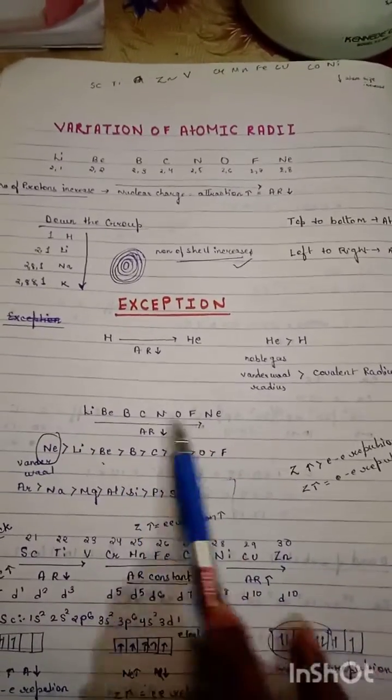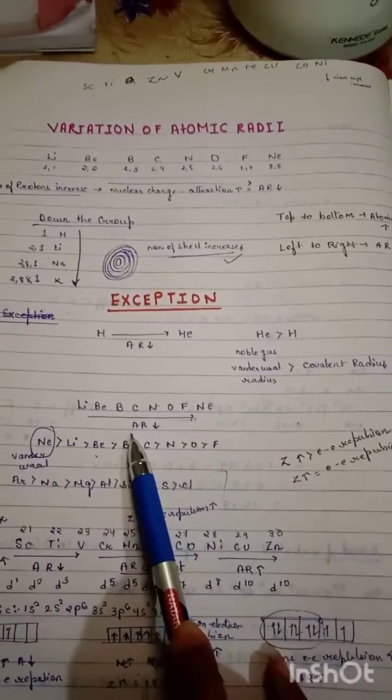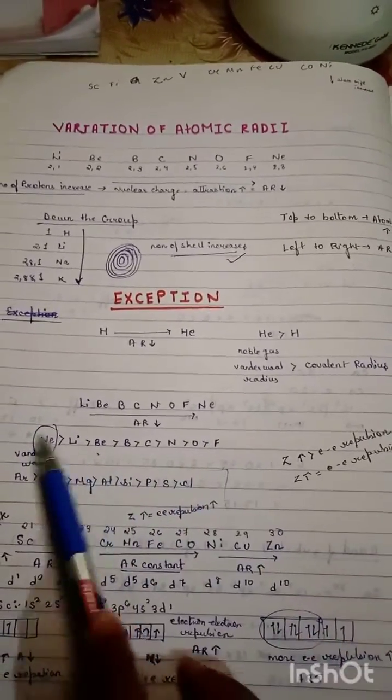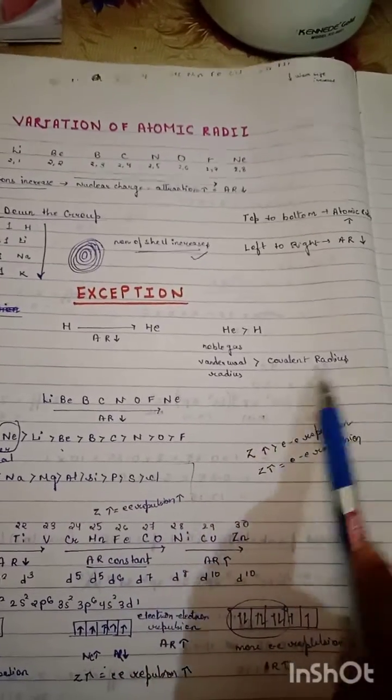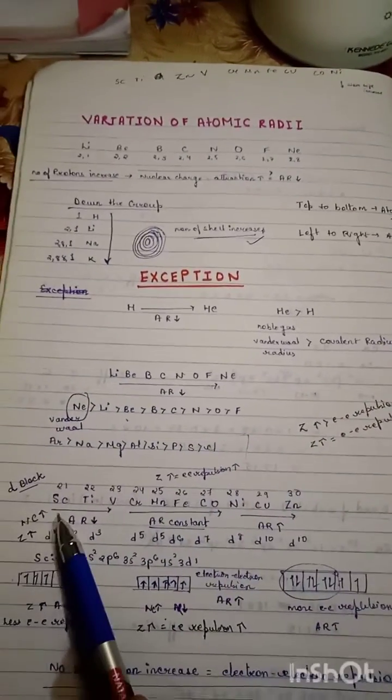As we know, atomic radius decreases from left to right, but in the case of neon it increases. This happens due to van der Waals radius, which is greater than covalent radius. Now the next case, in the case of the d block.